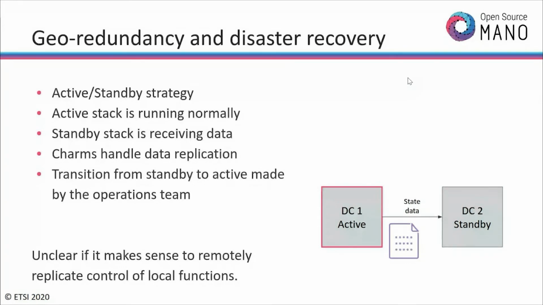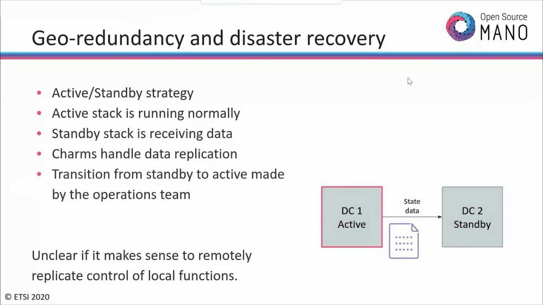Geo-redundancy is overall a really critical production consideration, but it can be implemented with different strategies. We can always leverage the power of charms to replicate data from site to site. But what we are wondering, and this is a critical question that we want to bring into the OSM community, is: what if you lose data center 1? Data center 2 won't be able to reach the network functions on data center 1. Does this really make sense as a strategy?